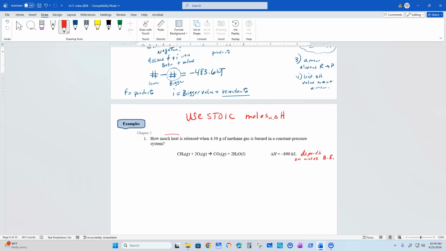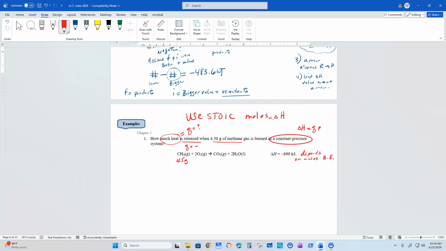So we want to figure out how much heat is released. So I'm solving for Q. Is released, so that means I know my Q answer better be negative. I have 4.5 grams of methane, so I'm starting with 4.5 grams of methane, and it's burned at constant pressure, which tells me that delta H equals Q.